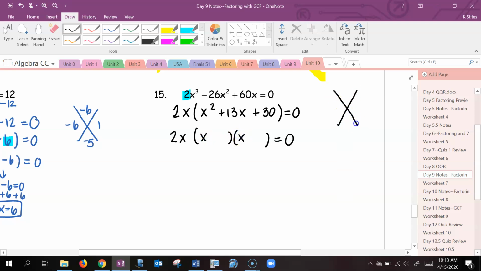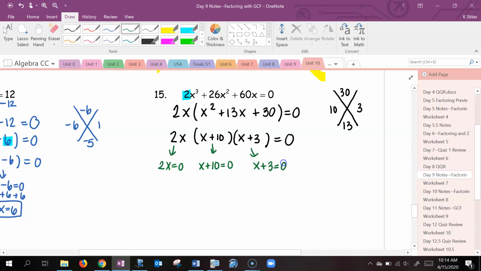And we are multiplying to 30, and we are adding to 13, and that will be a 10 and a 3. Positives. All right, now here's the other difference. Remember I told you that you're only going to set things with x equal to 0? Well, look, this 2 has an x now, so you are going to set it equal to 0. We're actually going to have 3 solutions for this problem.